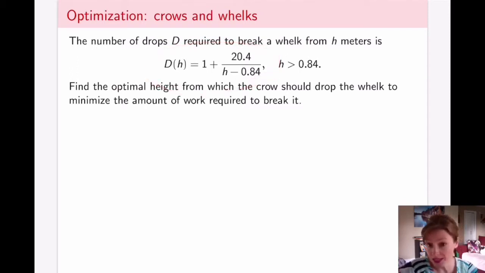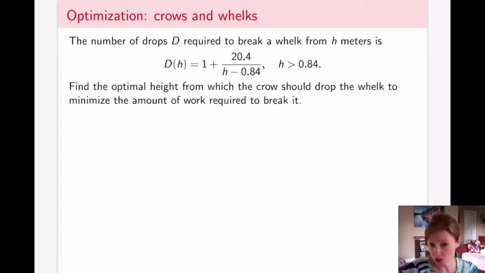So the idea here is to find the optimal height from which the crow should drop the whelk to minimize the amount of work required to break it. So where is that happy medium of the height which will guarantee to break the whelk with the minimal amount of expended energy on the crow's behalf?